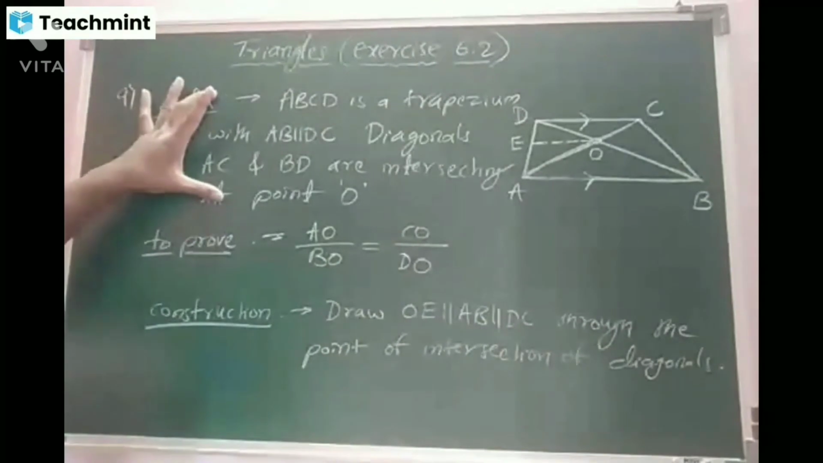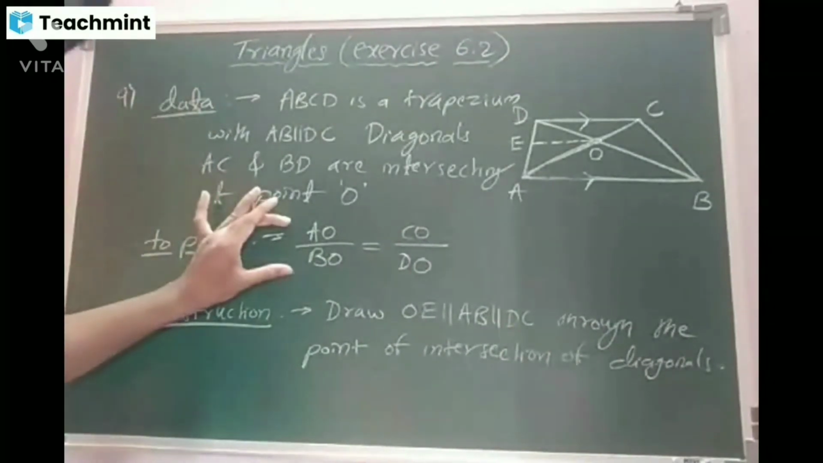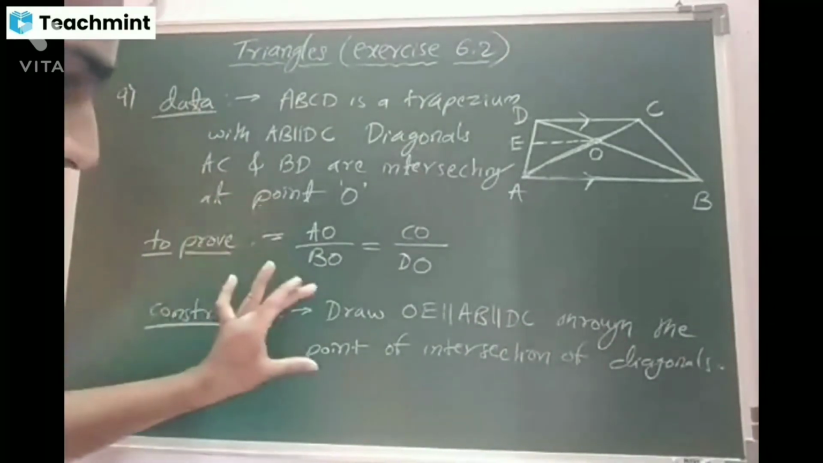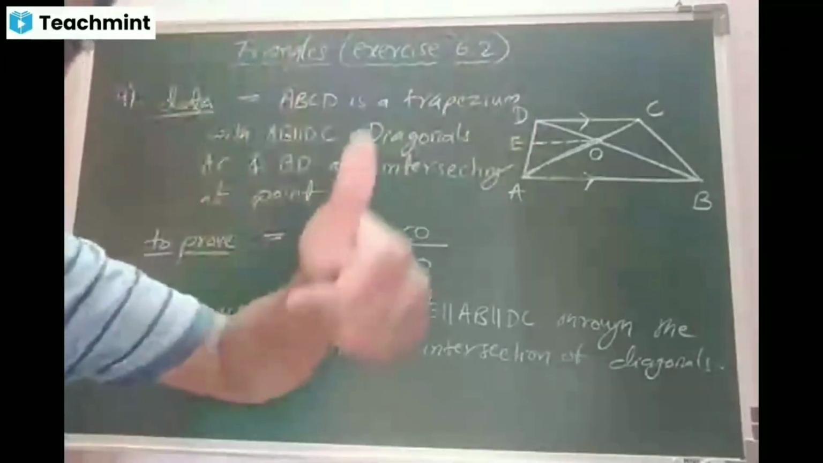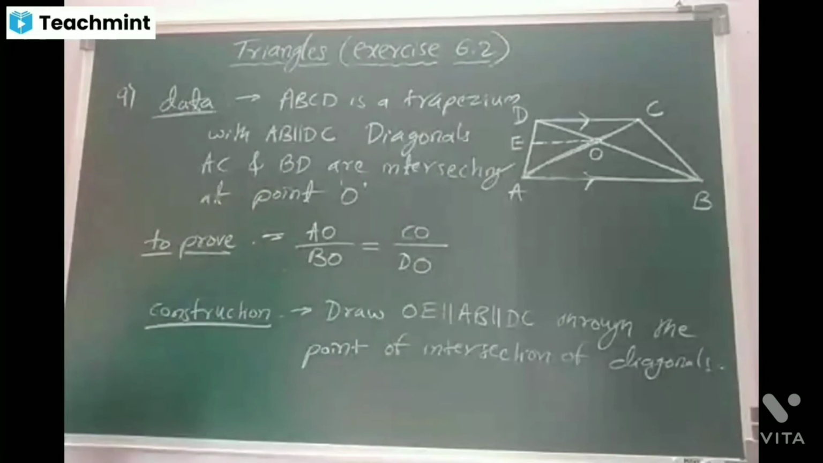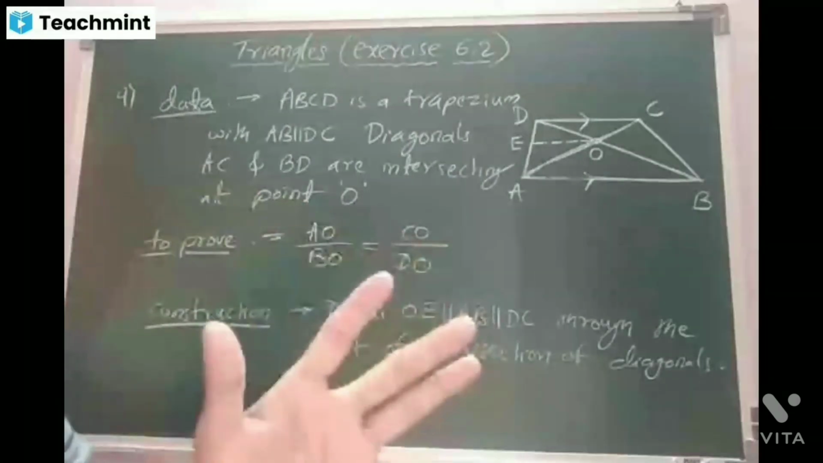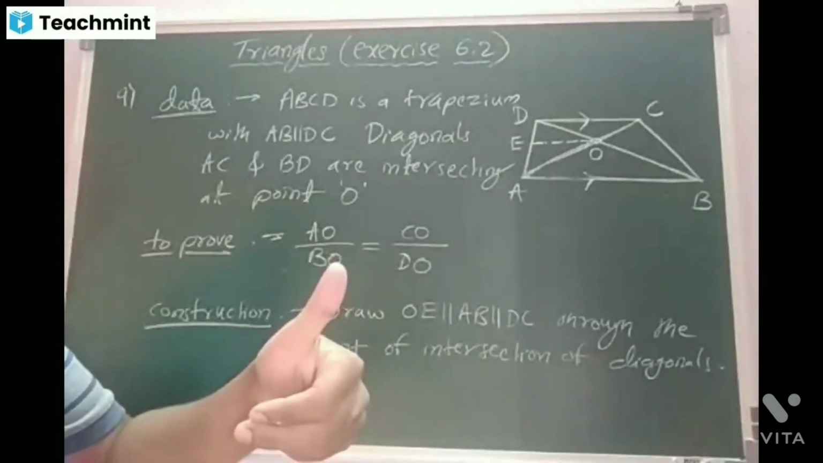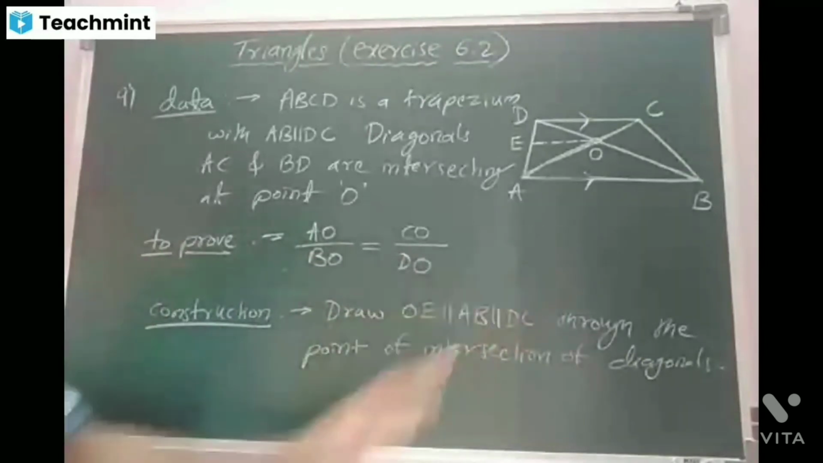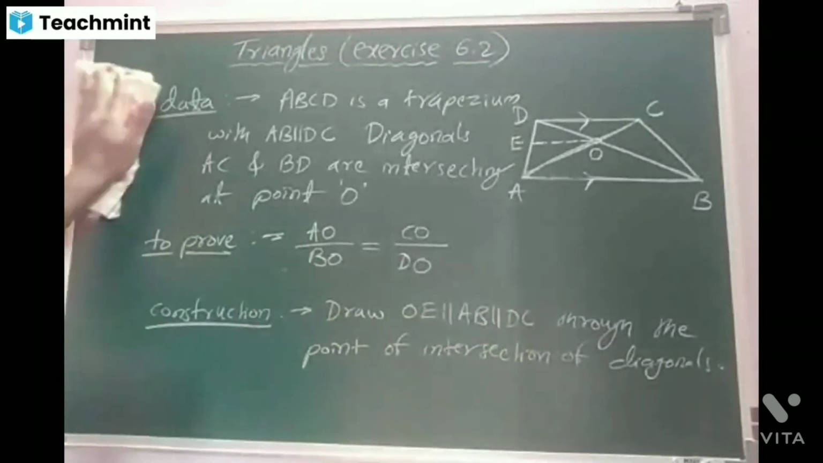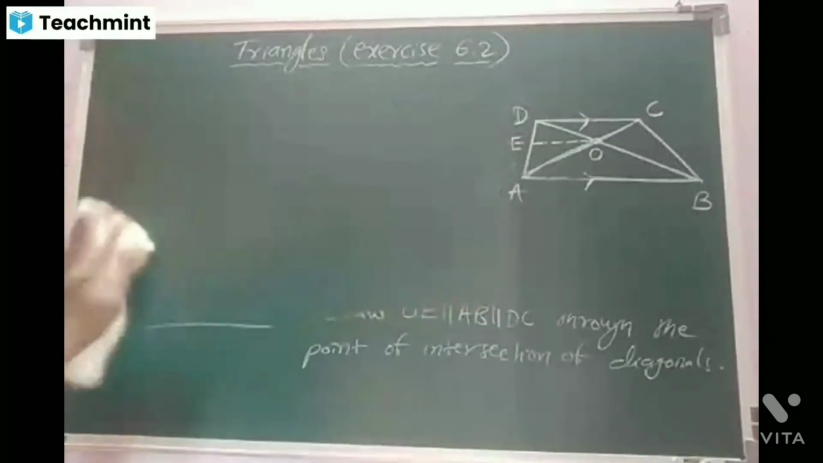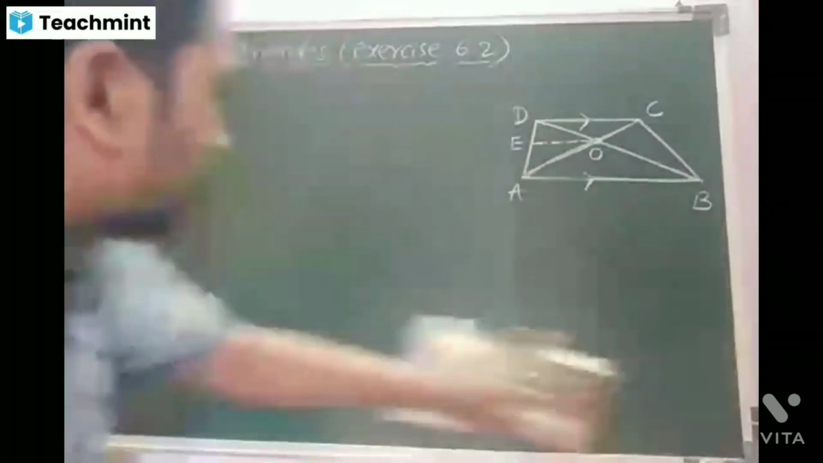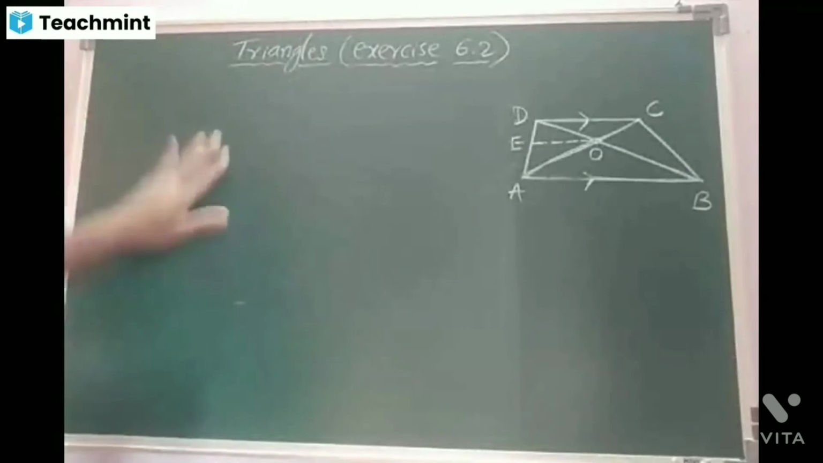So this is the given part. This is the part which we are supposed to prove. This is a small construction without which we cannot proceed further. Got the concept? Done? Okay, fine. Let us continue further. Now, proof.